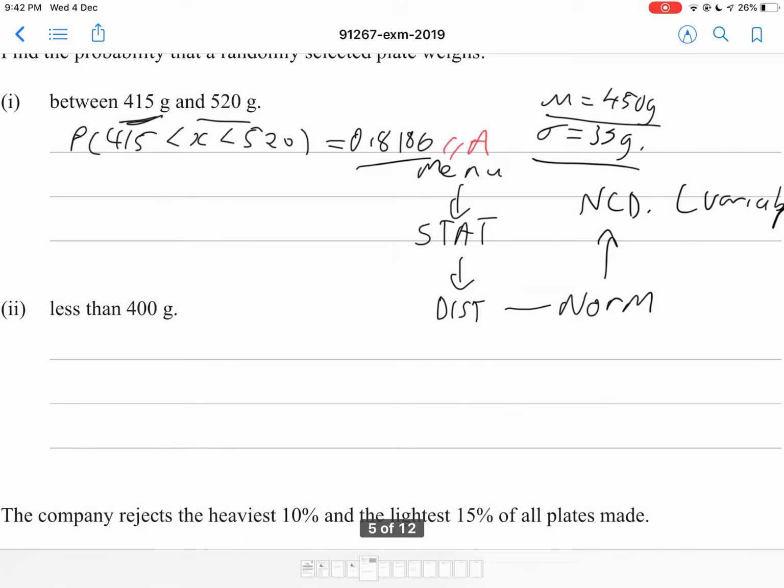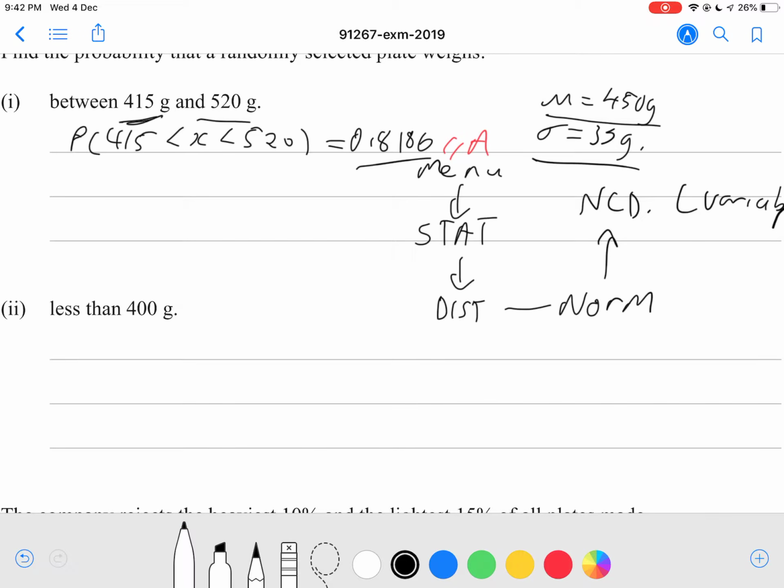We want to find the probability that a randomly selected plate is less than 400 grams. We want to find the probability that x will be less than 400. So in this case, we'll use the exact same NCD, and we will use our same mean and standard deviation, but this time we want to find something that's less than 400 grams. So the maximum would be 400.